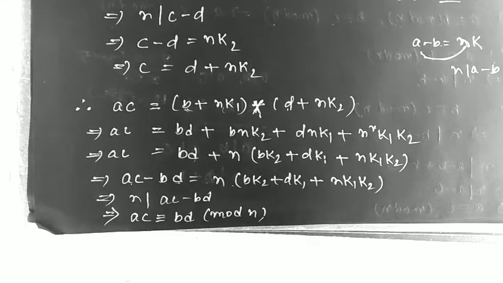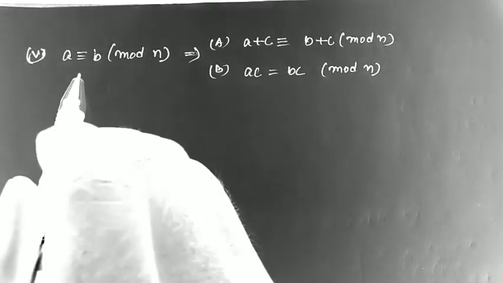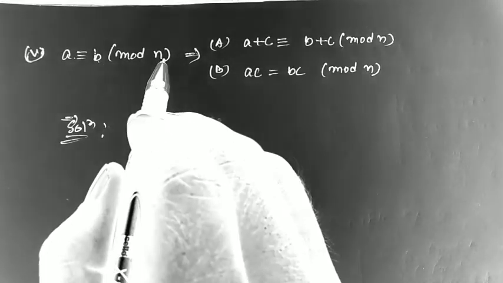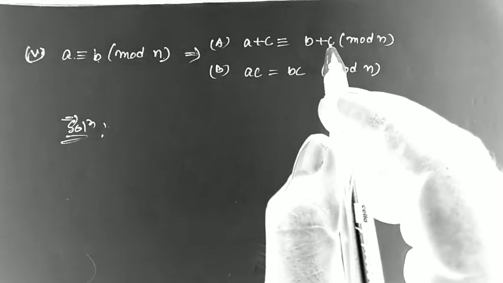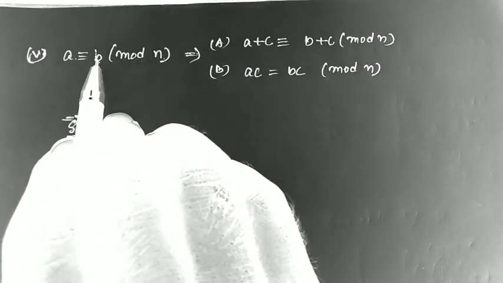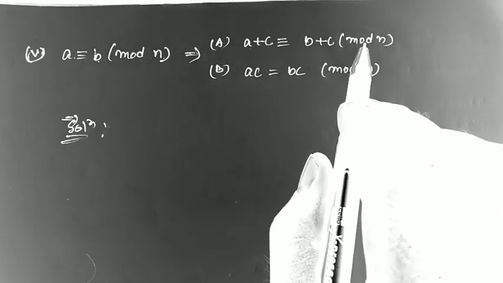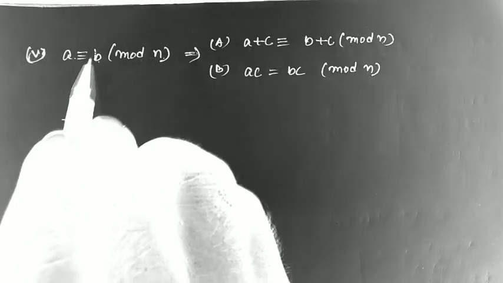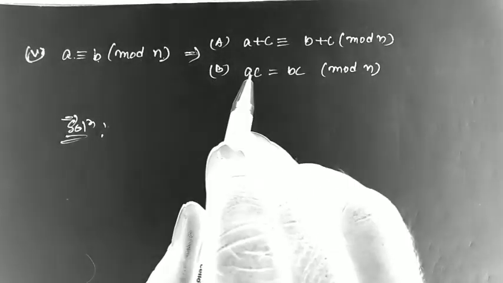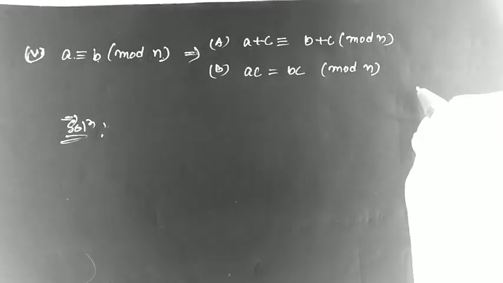So this is the proof. Next one we have: if a is congruent to b mod n, then a plus c and b plus c are also congruent with the same mod n. That means if the same number is added to both sides, then they are also congruent, and if the same number is multiplied on both sides, then they are also congruent.